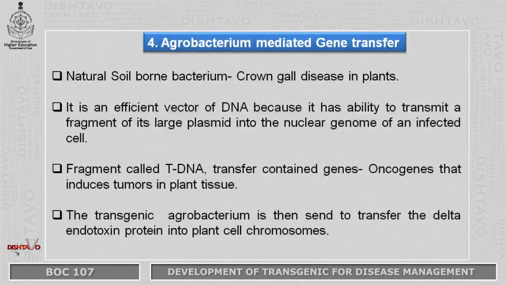Next, we have agrobacterium mediated gene transfer. Now, this is a soil-borne bacterium which causes crown gall disease in the plant. It is used as an efficient vector of DNA because it has the ability to transmit a fragment of its large plasmid into the nuclear genome of the infected cell. Now, this fragment is called T-DNA, which contains transfer genes. The transgenic agrobacterium is then used to transfer the delta endotoxin protein gene into the plant cell chromosome.